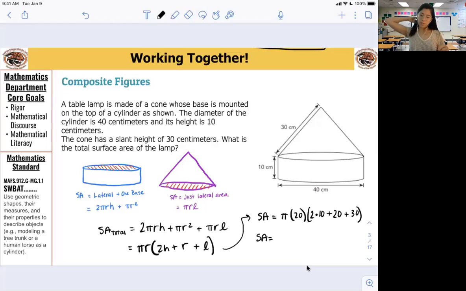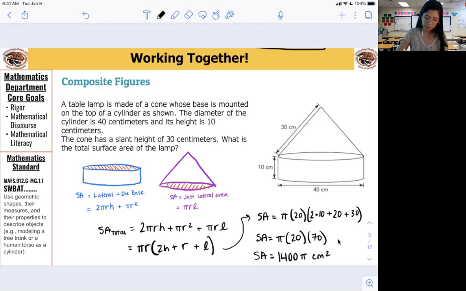Berla got 1400 pi. So we got 20. And then here I have 20 plus 20, that's 40. 40 plus 30, that's 70. And then yes, 20 times 70 gives me 1400. So I have 1400 pi centimeters squared.